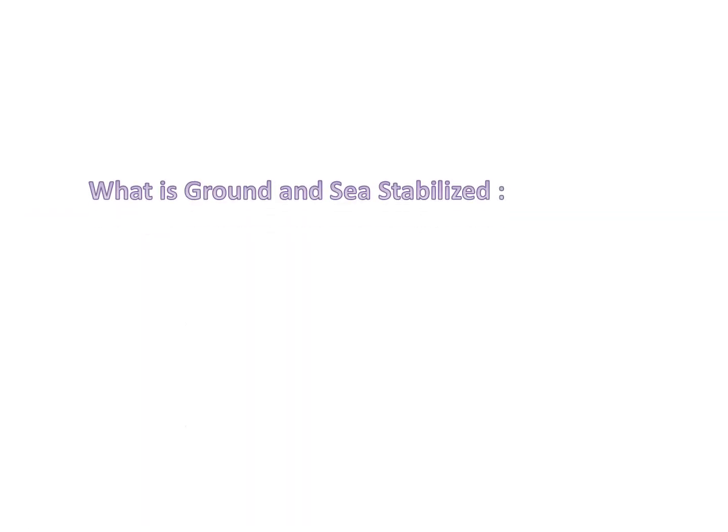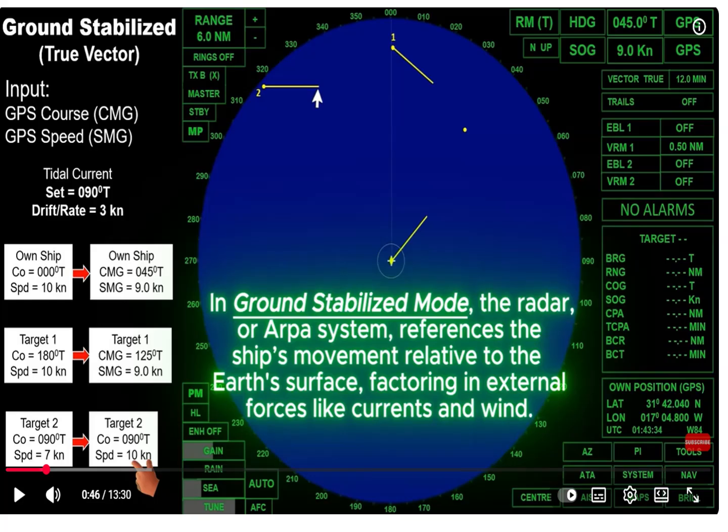Now let's look at the concepts of ground-stabilized and sea-stabilized radar displays, which affect how true vectors are presented. In ground-stabilized mode, the radar uses GPS course and speed over ground. Targets' true vectors reflect their movement over the ground, including the effects of current and wind, giving a real-world picture of vessel motion.